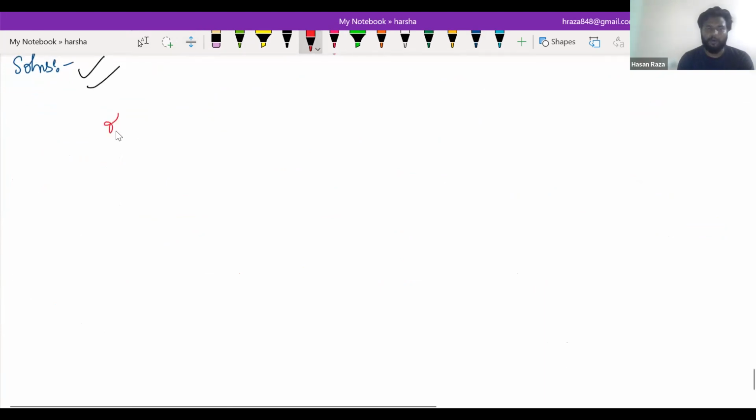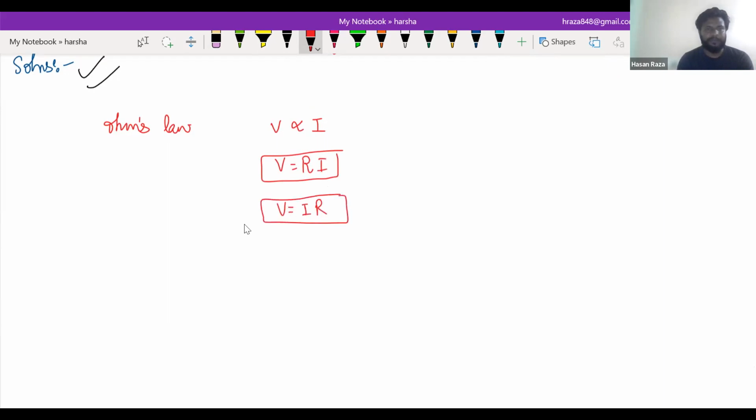We studied about Ohm's law. And what does Ohm's law say? Potential difference across two ends of a conductor is directly proportional to current. And to remove this proportionality sign, here will be R, and R is basically resistance. And we can also write V is equal to IR. This is Ohm's law.